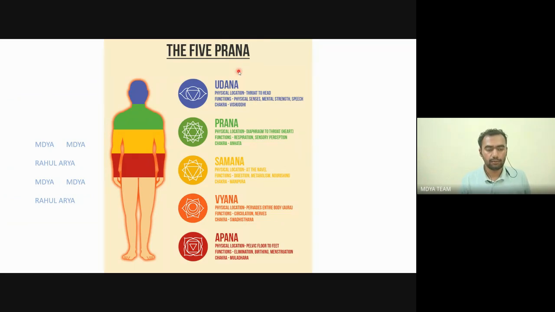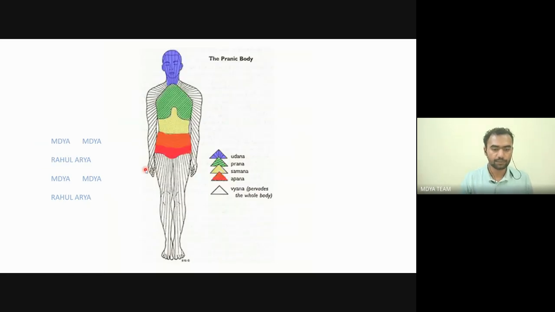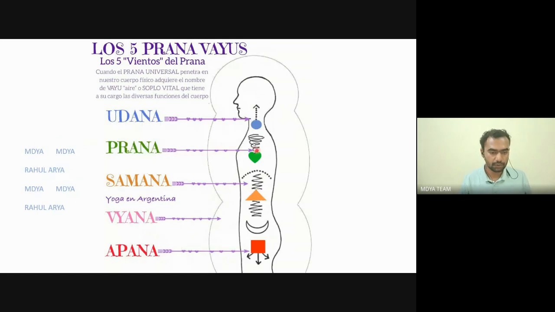So the concept of pran we will study in the second Updesh: Udan, Pran, Saman, Vyan and Apan. Okay. Udan place is the head region, pran is the heart region, heart to throat region. Saman pran is the chest region, and Vyan is in our whole body, and Apan is below the navel region. So each pran moves in a different direction.